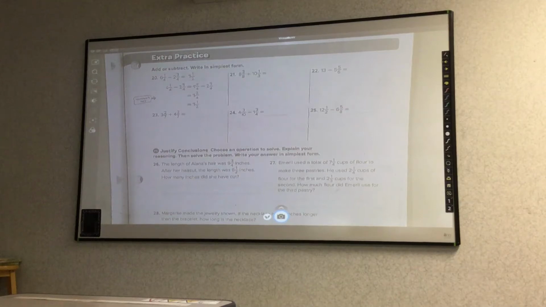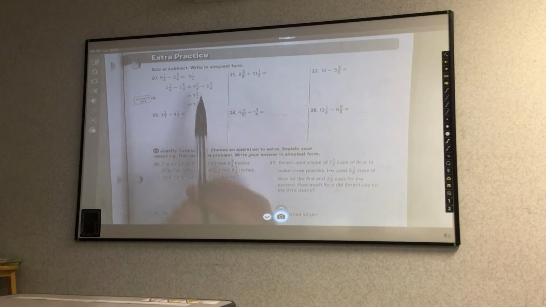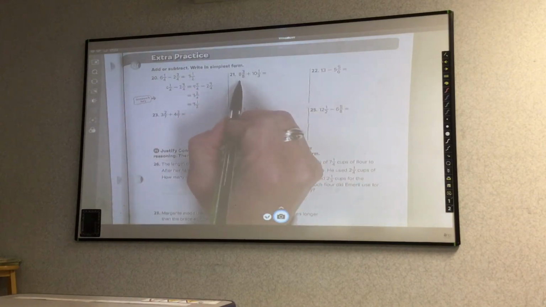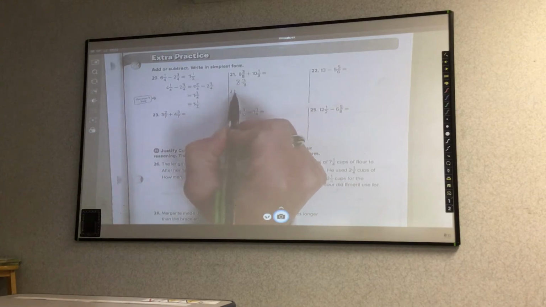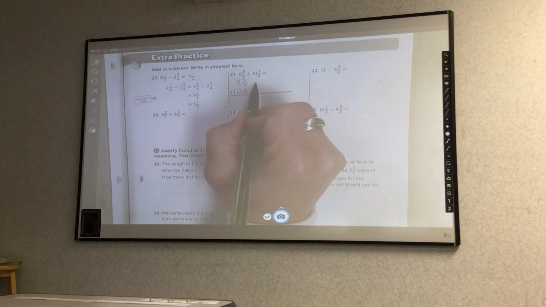Okay, we're gonna go ahead and go over last night's homework, or actually it was classwork. As you see for their example, they went going across, but I always like you to write it up and down. So I'm gonna have 8 and 3/8 plus 10 and 1/3. You need to find a common denominator, and my common denominator is going to be 24.